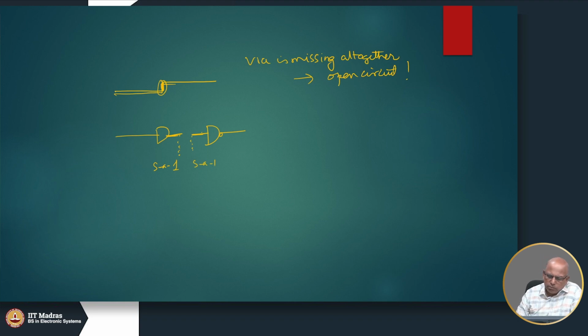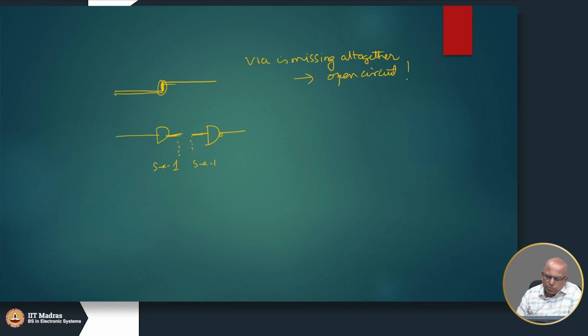An open can be modeled as a stuck at 1 or a stuck at 0 depending on the logic family. See, in TTL logic family, if an input is open, then it behaves like a stuck at 1. In CMOS, it will behave like a stuck at 0, right?